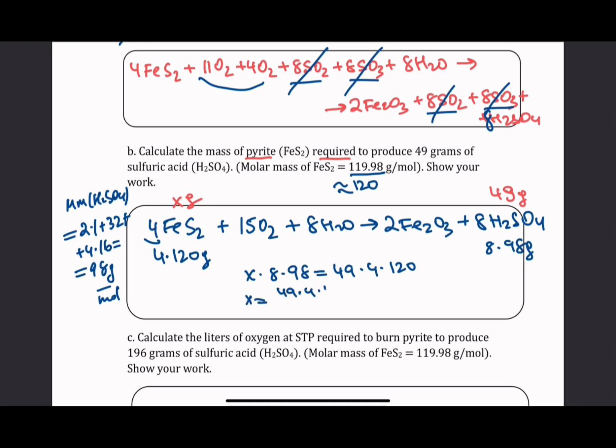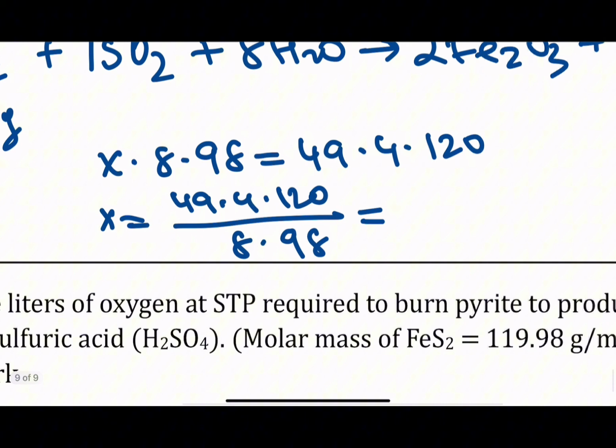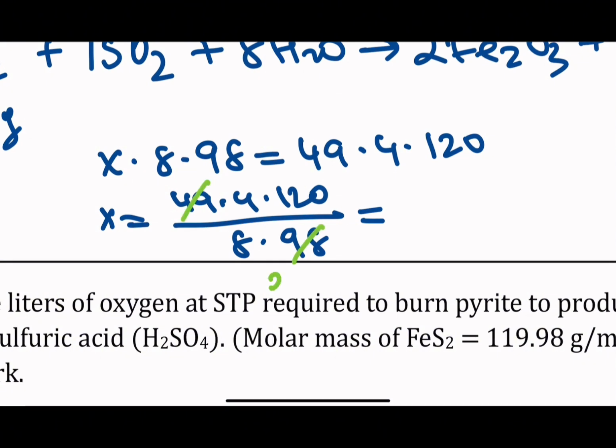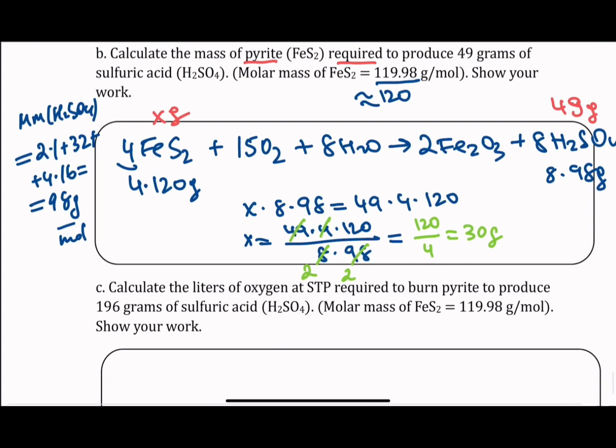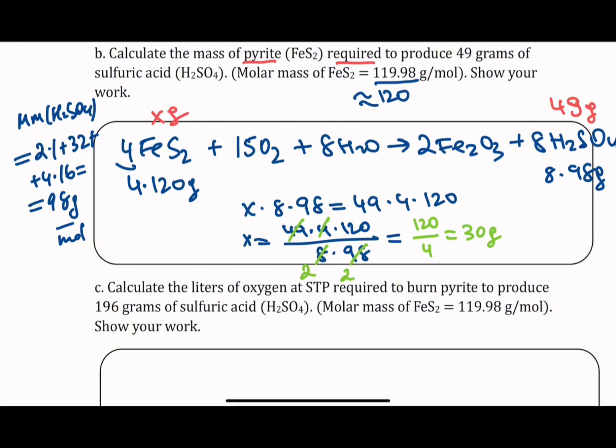And then you're going to just simplify it. 49 times 4 times 120 divided by 8 times 98. And then from here you can cancel out the common things. So we have 2 in the bottom, and over here we do that, and then we get 2 in the bottom. So it would be 120 divided by 4, which is 30 grams. Okay, so that is the answer we got.